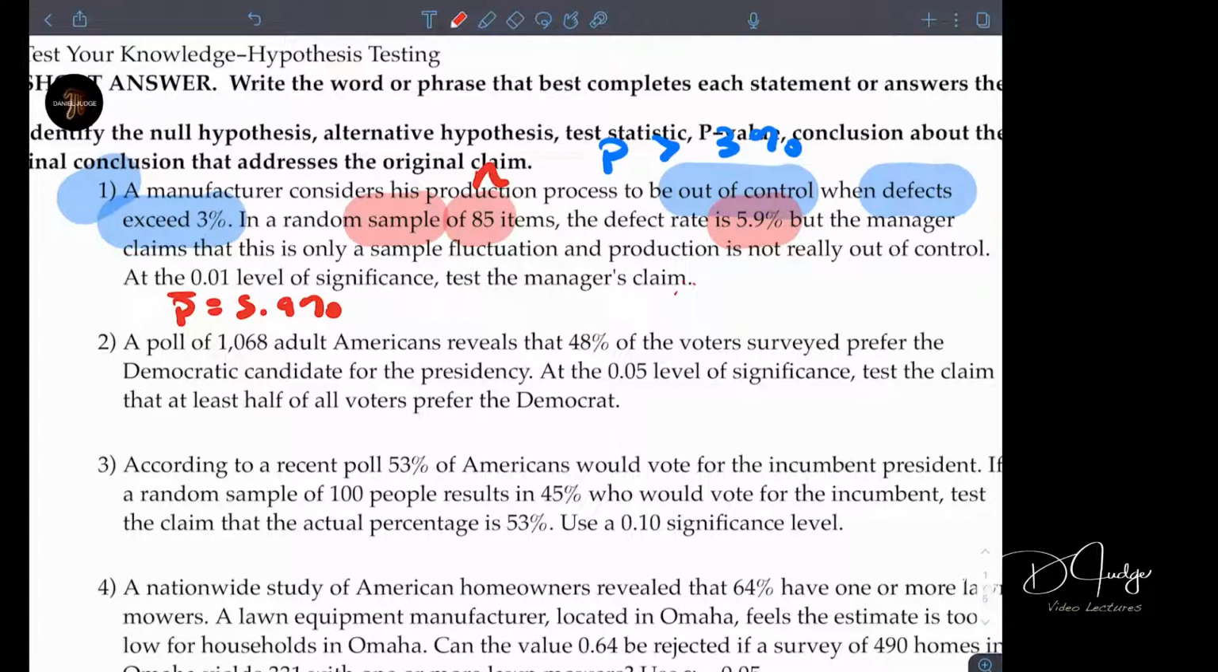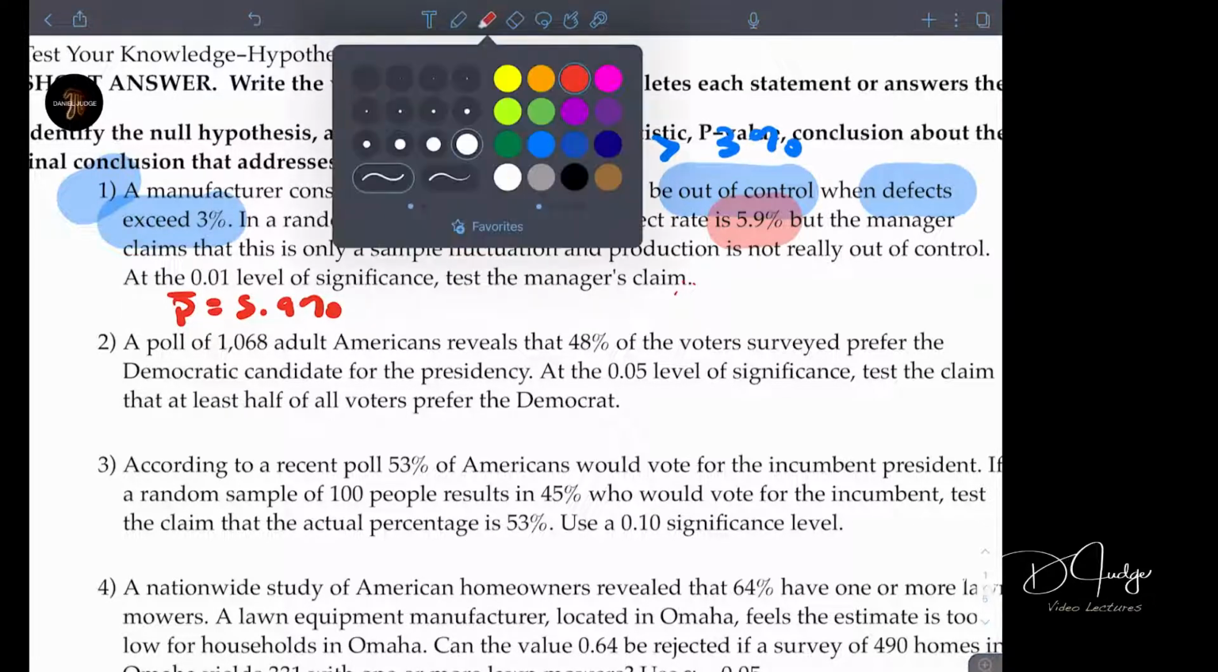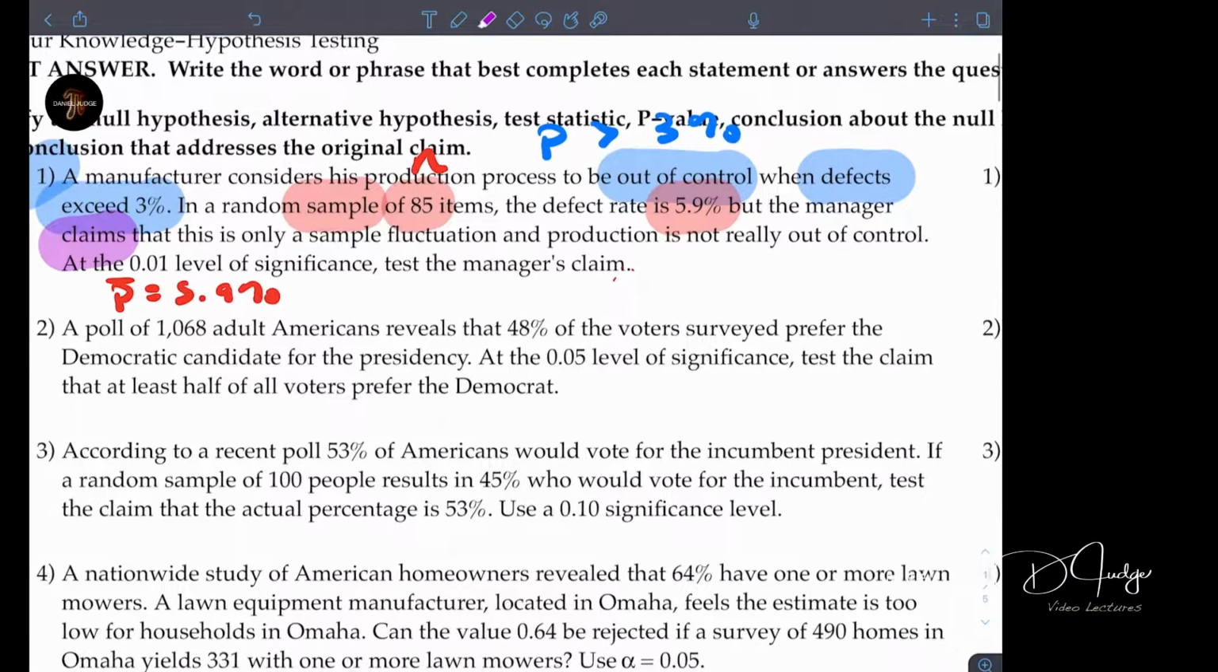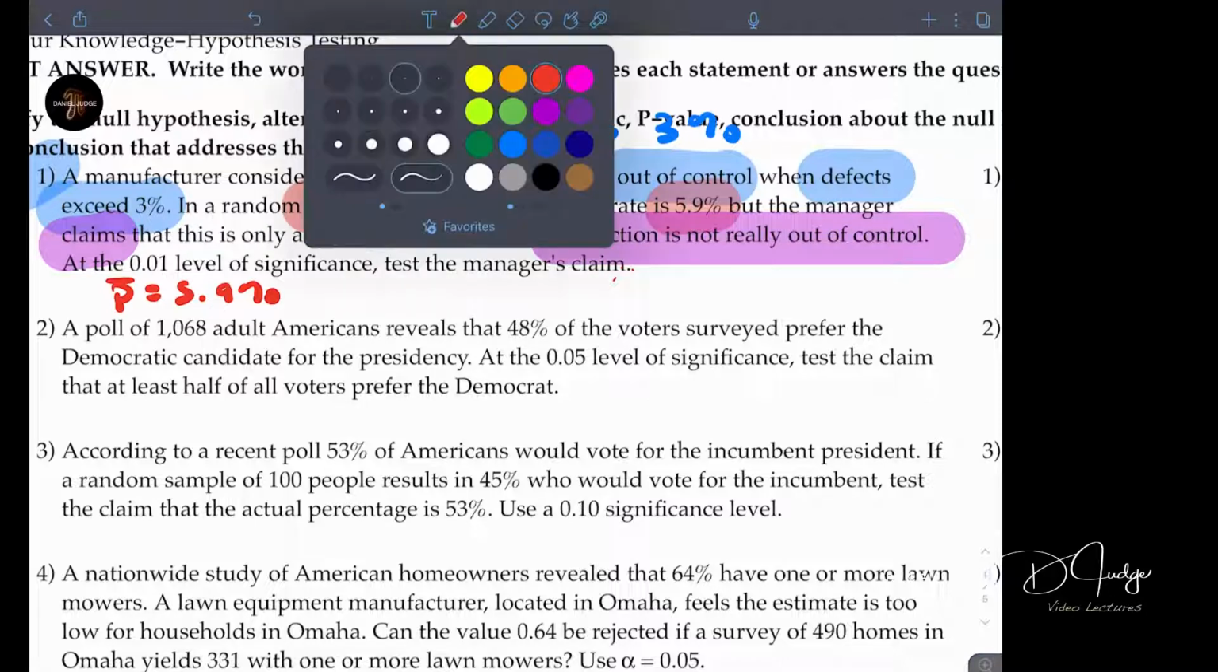But the manager's making this claim. Now there's a claim coming. Let's see. Okay, what is the manager saying? Let me change the color here. What the manager claims now is that no, this is just a sample fluctuation, and production is not really out of control. So production is not out of control. This is the claim now that the manager is making. So I'm going to write that down in purple.